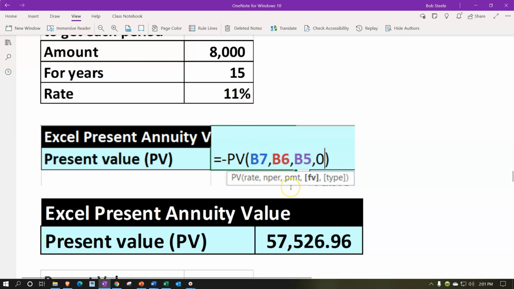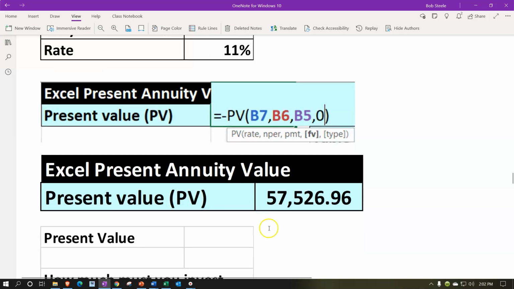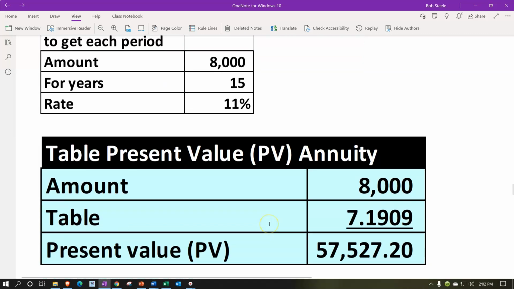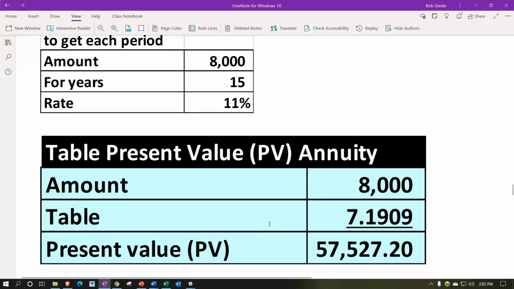Now we're going to be using the payments because this is going to be an annuity calculation, and we're talking a payment each time. That's going to be the 8,000, and then we don't need the future value, we're not using it this time. That's why we can use the same present value function for an annuity or present value of 1, with that distinction, that difference. There's the 57,526.96 again.